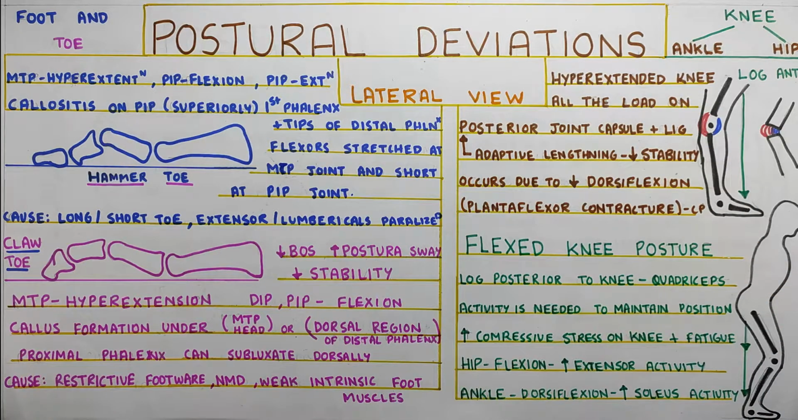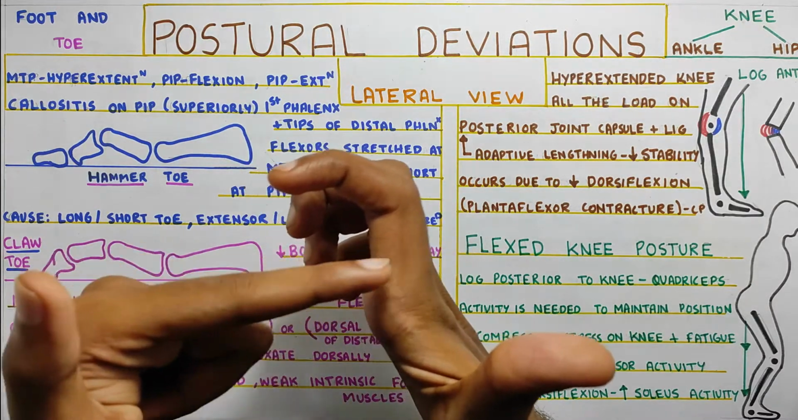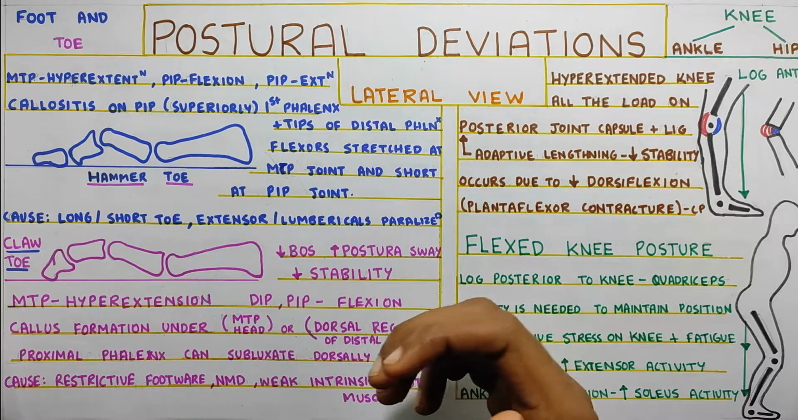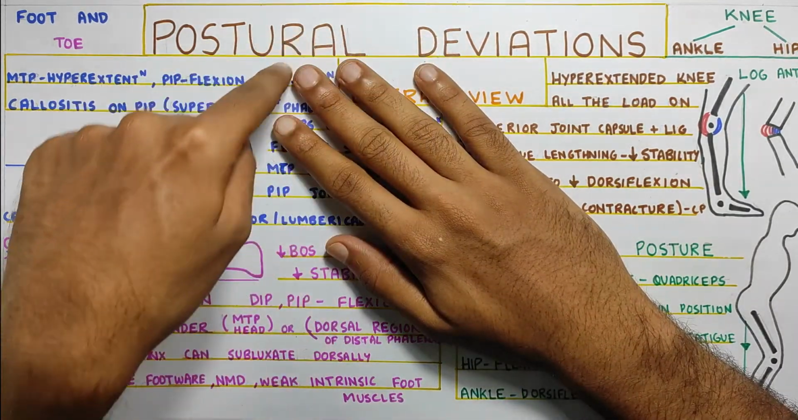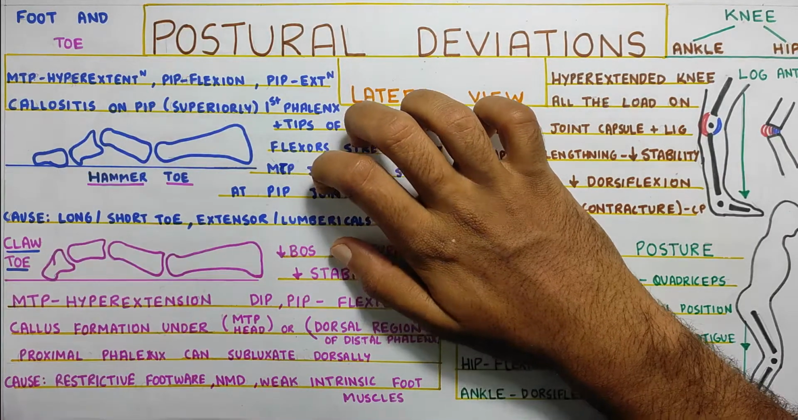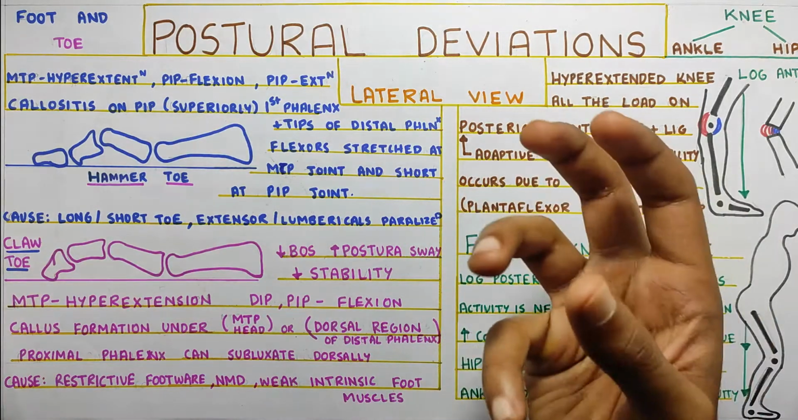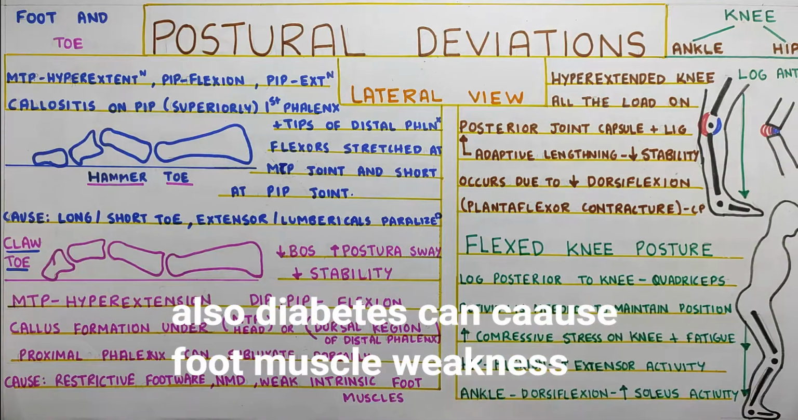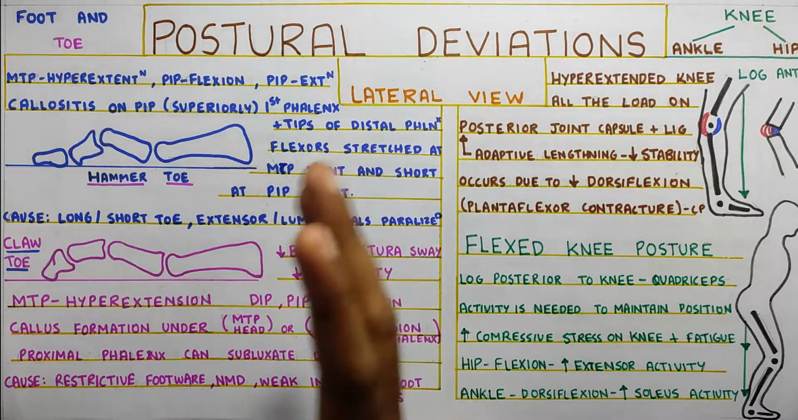So I have mentioned here, callus formation will be under the MTP heads and the dorsal region of the distal phalanx. There are also high chances that the proximal phalanx, that is this one, can get subluxated or dislocated in the superior direction. The causes of this can be restrictive footwear. If your footwear is normal, your fingers will have nice space, but if it's restrictive, your fingers have to be curled in, so that can be one of the reasons. Or neuromuscular disorders which will affect the small intrinsic muscles of your foot, making them weak and causing a claw toe deformity. So till now we have seen hammer toe and claw toe in the foot.